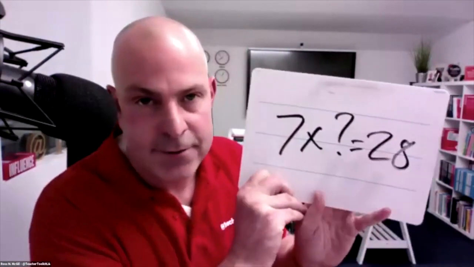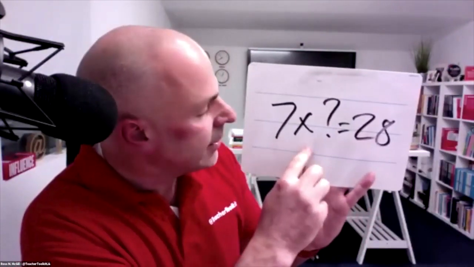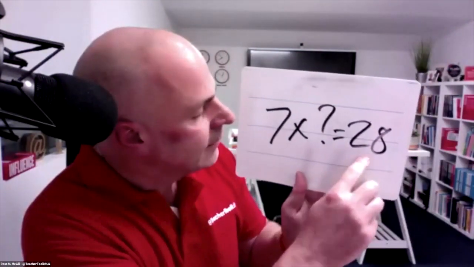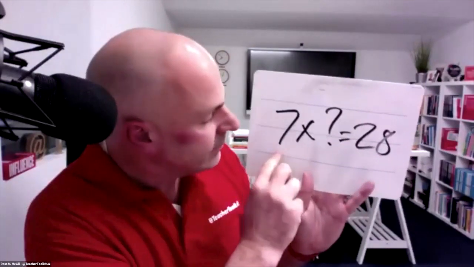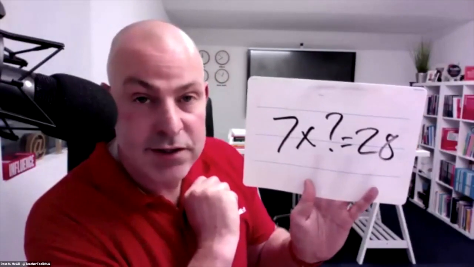And I've got my whiteboard to hand here. I'm just going to do this equation on the board. So for maths teachers watching, 7 times something equals 28. I'm going to give you 2 examples. Version 1, 7 times something equals 28. Version 2, 7 times something equals 28. So in the chat box, what's the difference?